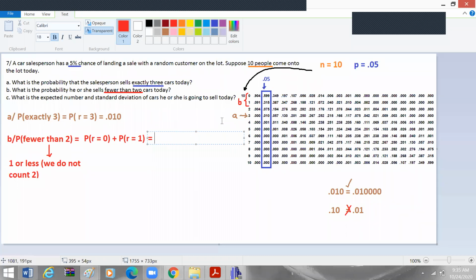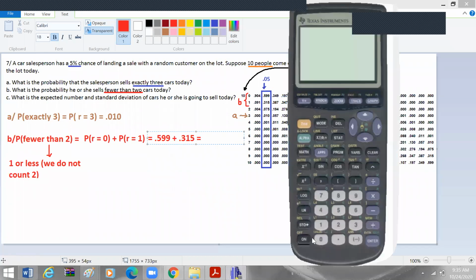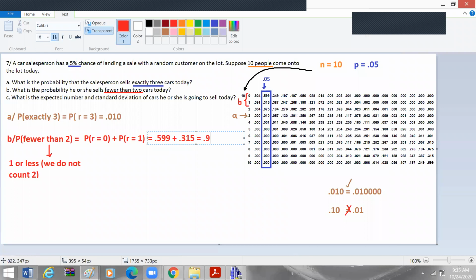So that'll be 0.599 plus 0.315. Do we agree? And of course we have to do it in a calculator. So the answer for that is 0.914, correct? So that'll be the final answer.